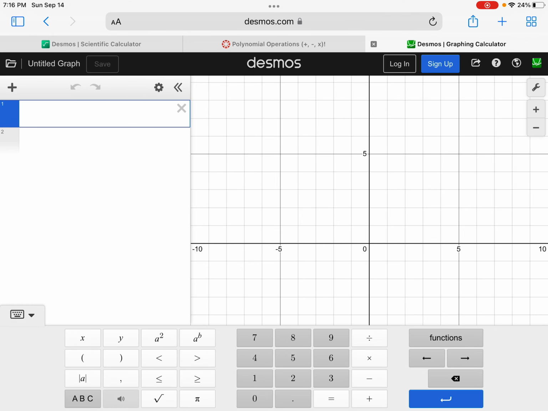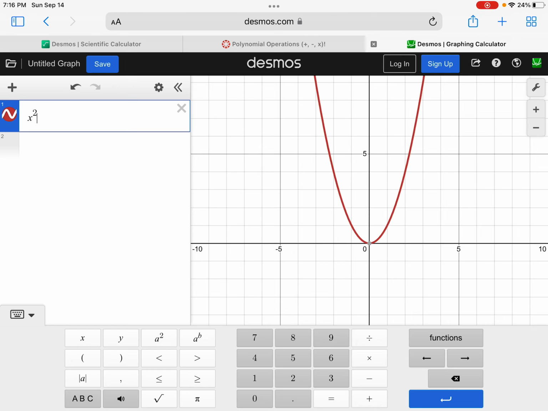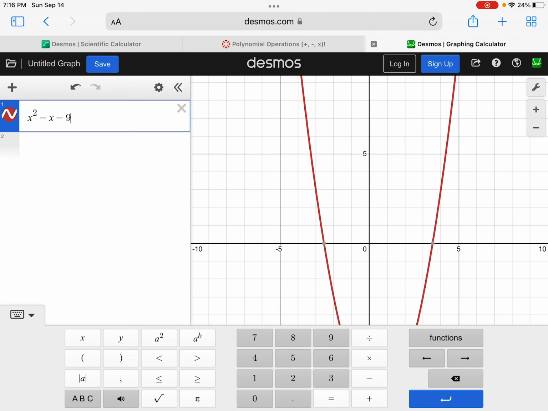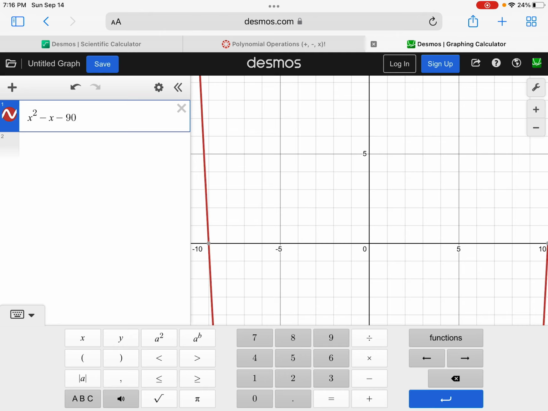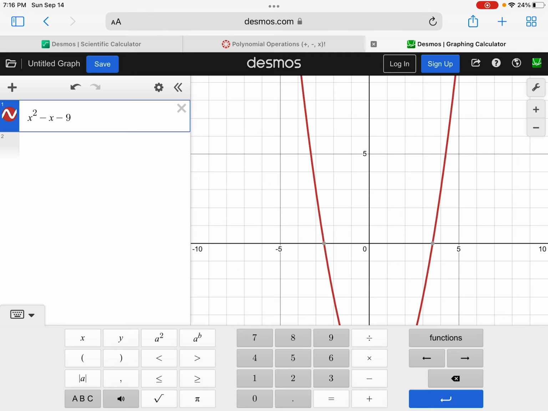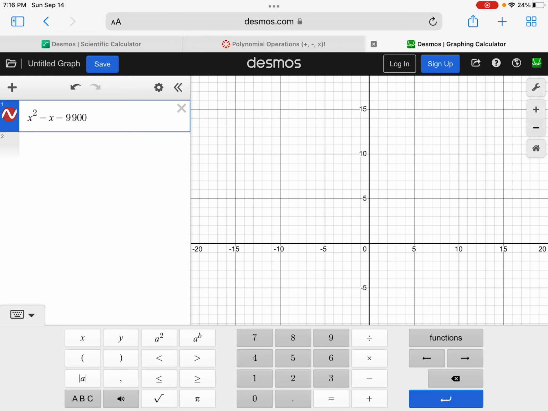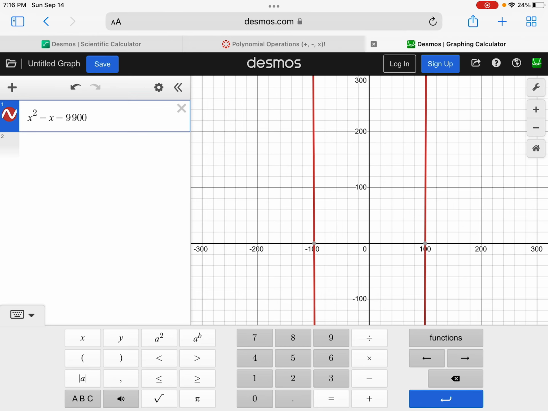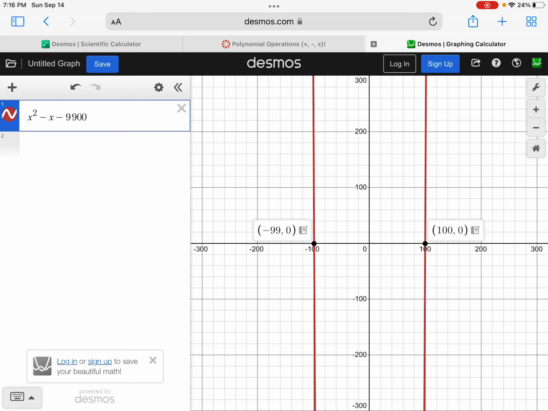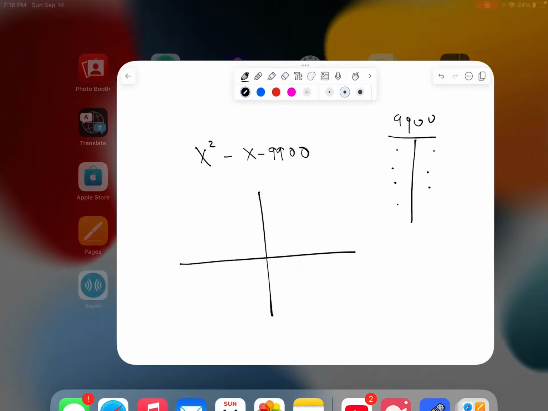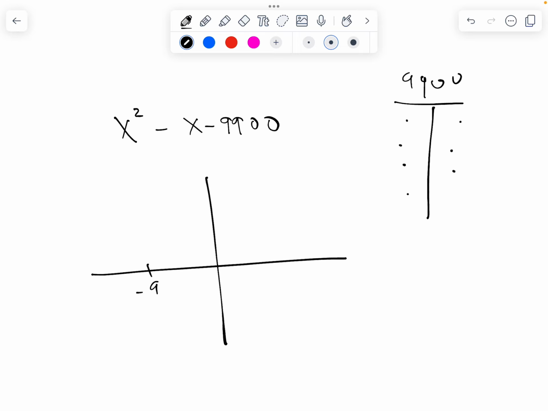So in Desmos, we've got x squared minus x minus 9900. And if you zoom out far enough, there we go. We've got our two roots, negative 99 and 100. So let's go back to here. So you have roots at negative 99 and positive 100.